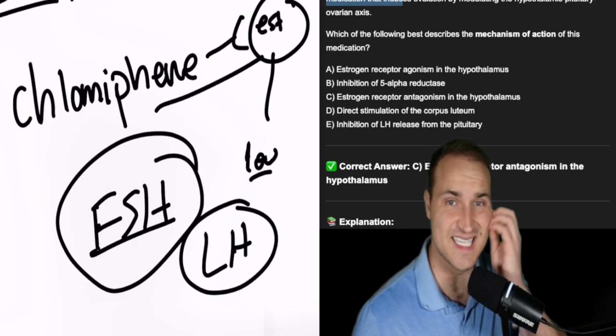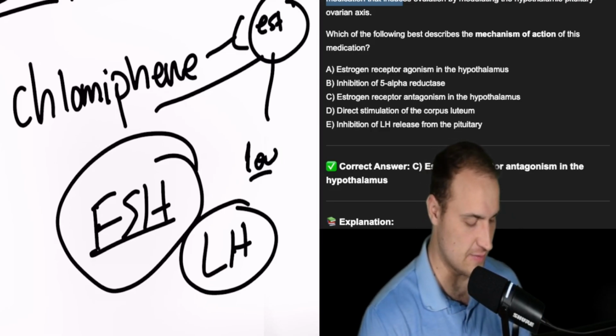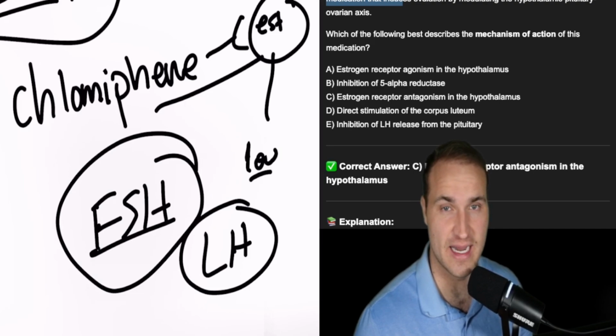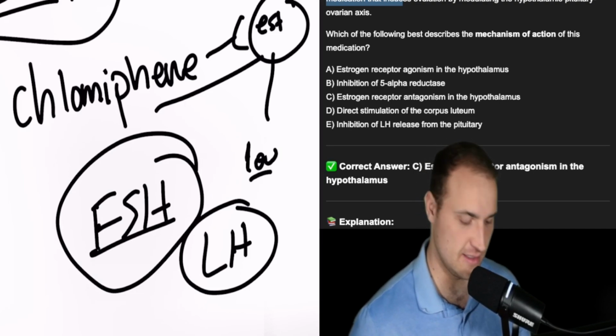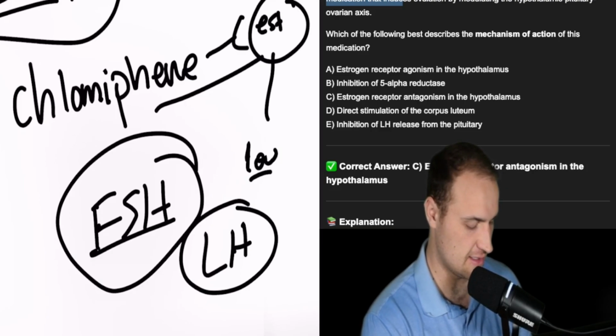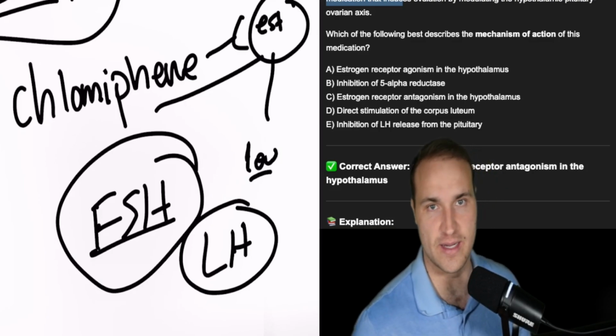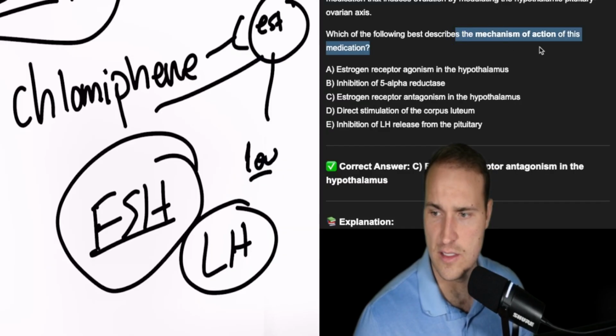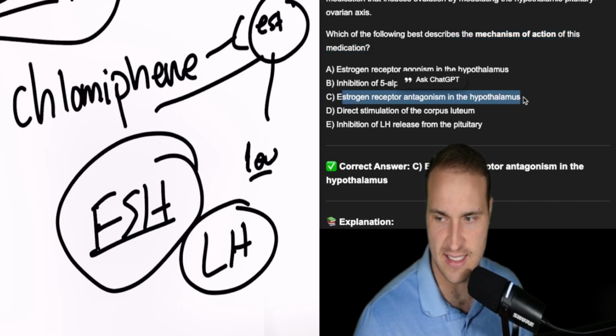So clomiphene is a selective estrogen receptor modulator. That's why it's called SERM. It's anti-estrogenic at the hypothalamus and pituitary, but it can have estrogenic effects everywhere else. It's used in anovulatory infertility. So you typically give this to somebody who has polycystic ovarian syndrome, which is what our patient has, and it's taken early in the menstrual cycle, usually like days 3 to 7. So the mechanism of action of the medication is a SERM, estrogen receptor antagonist in the hypothalamus.